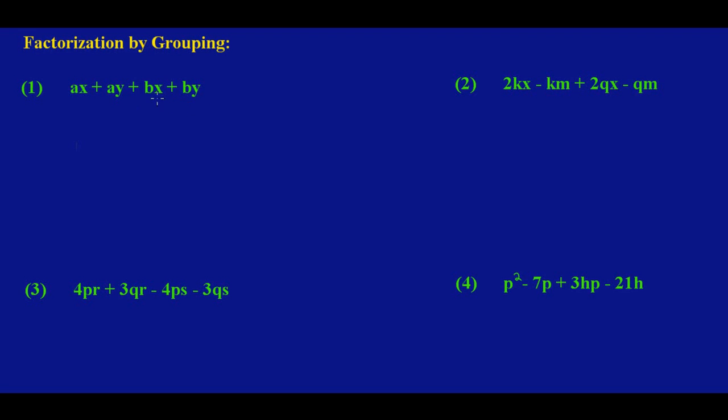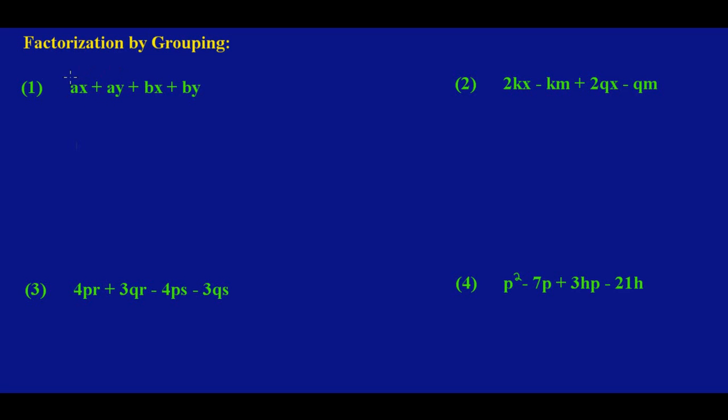Hi guys, in this video we're going to be looking at factorization by grouping. Now, as we would have learned in previous lessons, when factorizing we're looking for a variable, a letter, or a number that is common to both terms. Since we're factorizing by grouping, I have four terms, 1, 2, 3, 4, so I'm going to group them in pairs of twos.